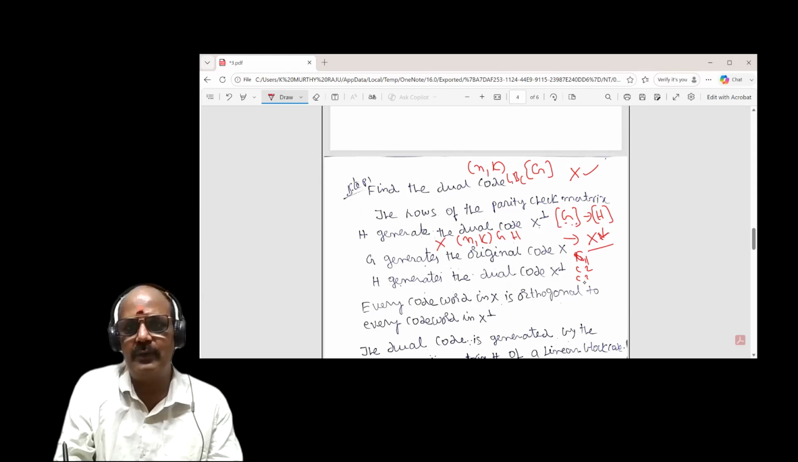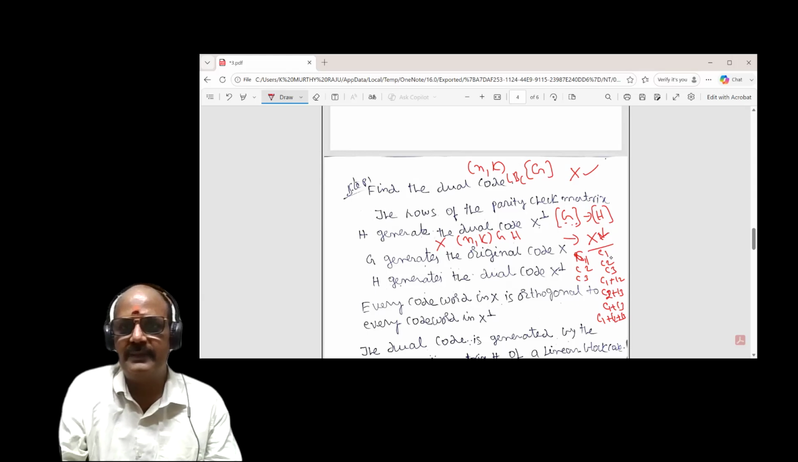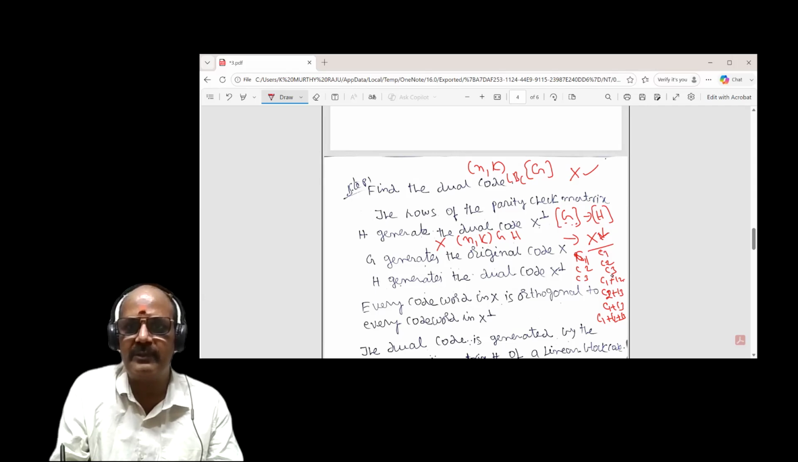The dual code X cap is formed by C1, C2, C3, C1 plus C2, C1 plus C3, C2 plus C3, and C1 plus C2 plus C3. That is 1, 2, 3, 4, 5, 6, 7 code words, along with the all-zero code word.